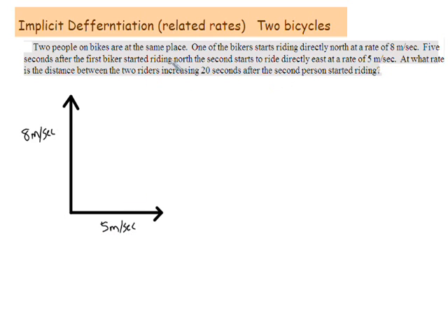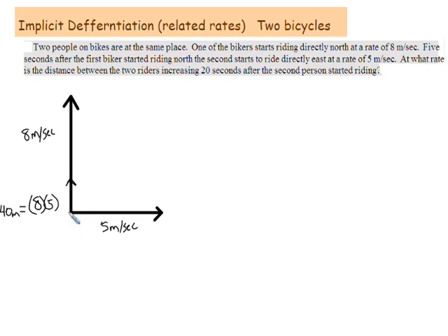Okay. Now, it says something else. It says about 5 seconds after the first biker started riding north, the second one started. So we gotta give him some credit for already traveling a certain distance, and the distance is going to be the rate times time, which is 8 meters per second times 5 seconds, which is 40. So that's going to be equal to 40 meters. 40 meters is something that he's already traveled. So that is from here to there.